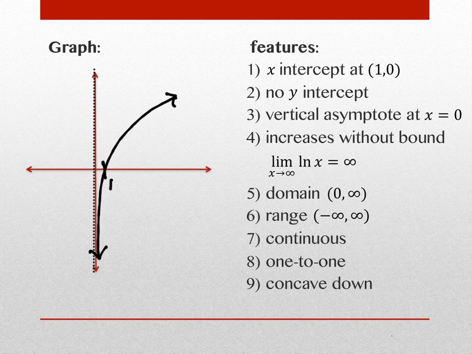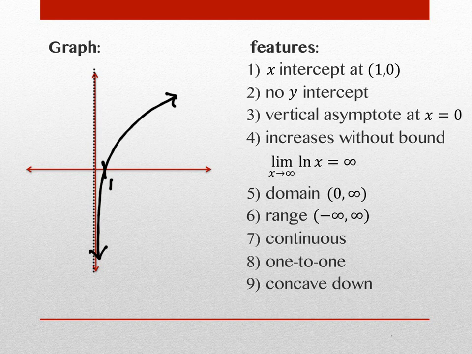First one mentioned, the x-intercept's at 1, 0. That's one I drew in. And second one is that it has a vertical asymptote at x equals 0. That's the third one, I guess. The second one is that there's no y-intercept. It doesn't have a y-intercept. That's why we have the vertical asymptote at x equals 0.